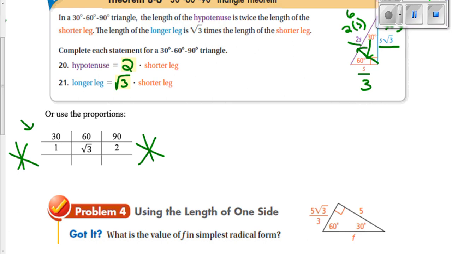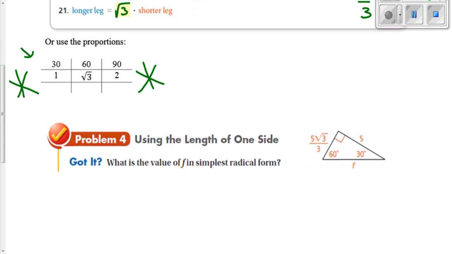So let's solve the problem. What is the value of f in simplest radical form? Okay, now, first of all, let's walk through the proportion method, and then I will show the other method. So let's set up our proportion chart. So this time I got 30, 60, 90. Then down here I have 1, radical 3, and 2. Okay, because the 1 represents the shortest side. The 60 means I multiply the shortest side by radical 3, and across from the 90 I multiply it by 2. All right, let's fill in our missing pieces now.